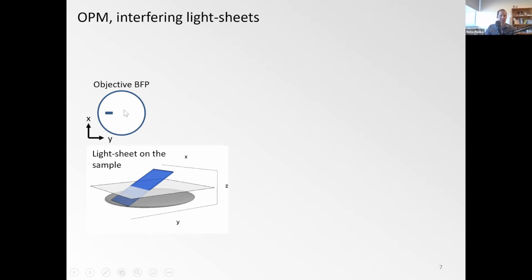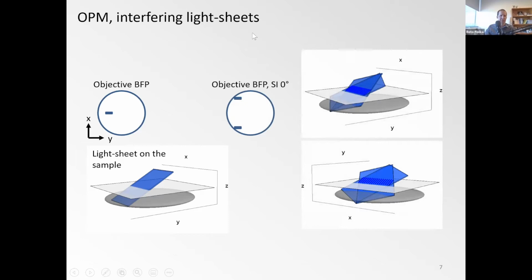It's off-center to the pupil, and due to that off-centering, it creates a light sheet that is tilted. That's how it would look in an OPM. And in the structured light sheet case, you would place two mutually coherent segments out here. They would have the same offset.